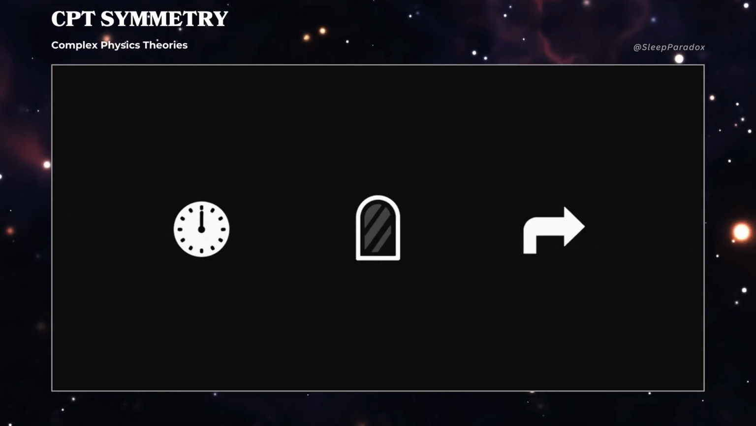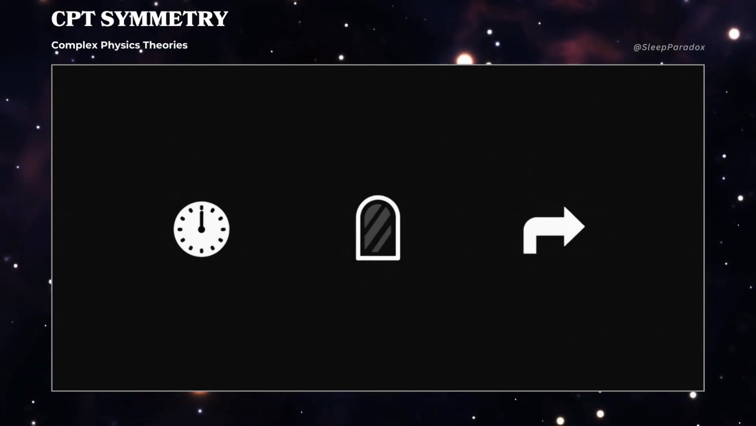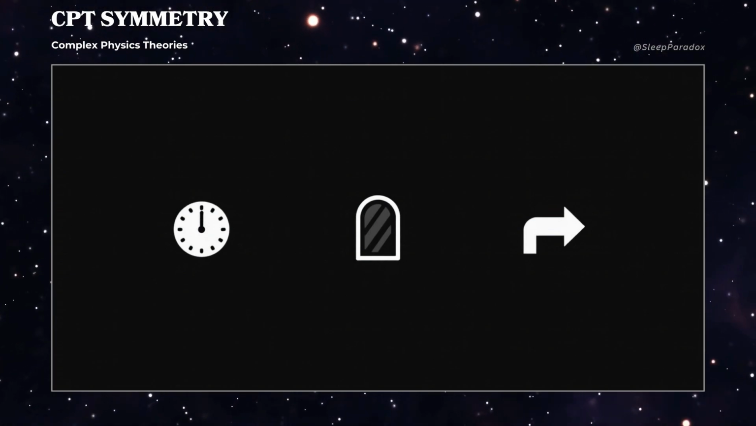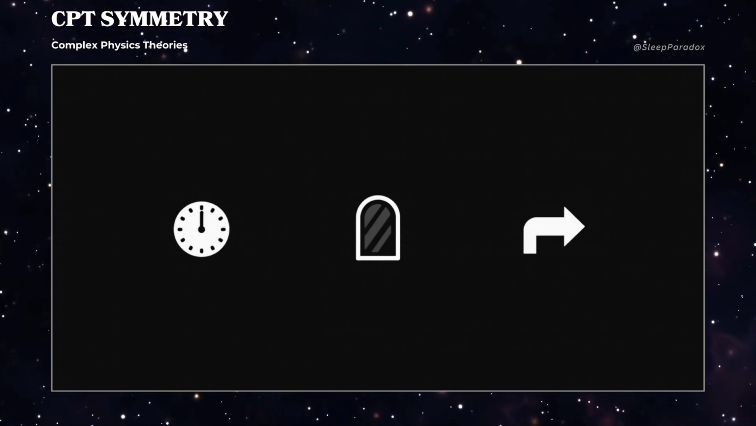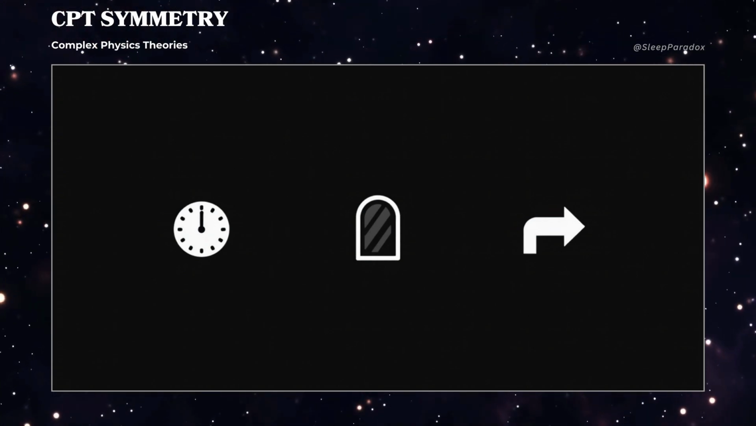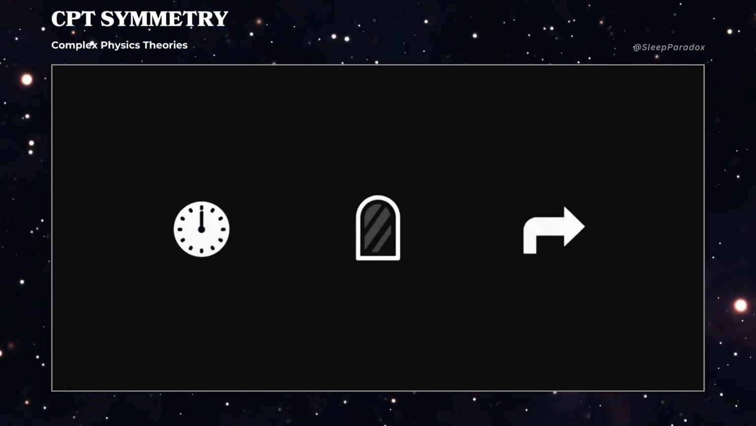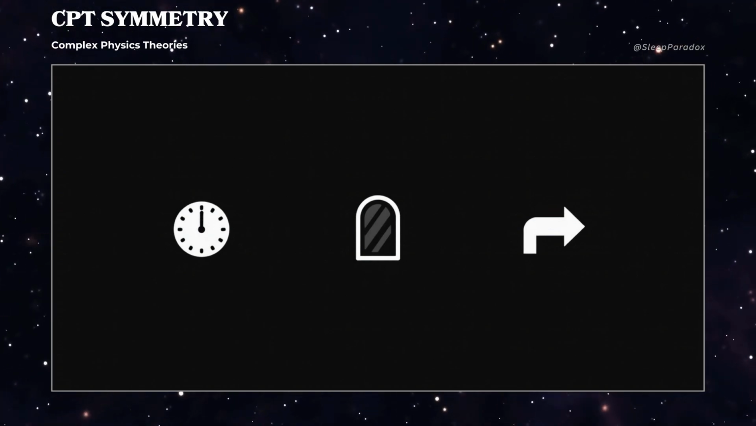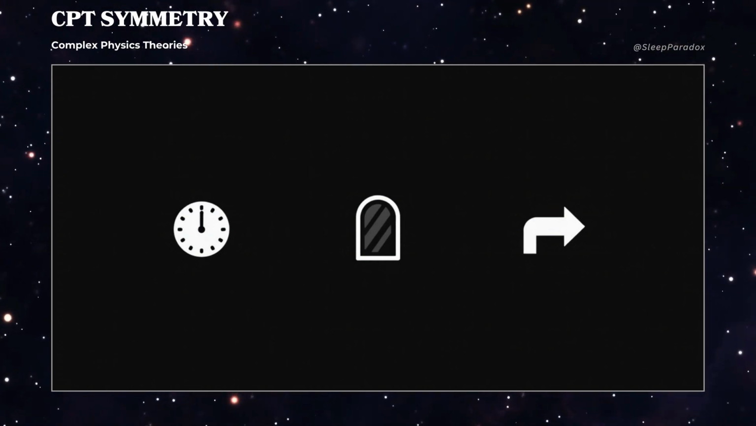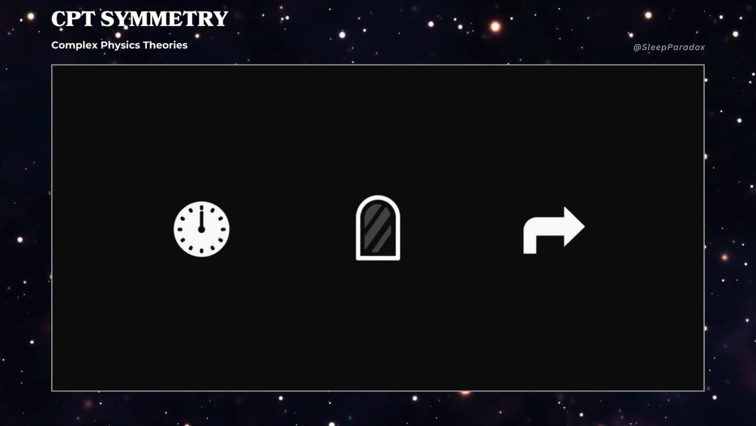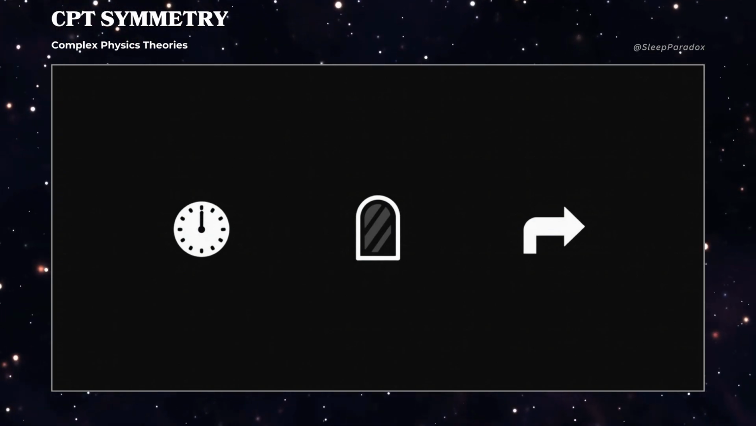CPT symmetry also plays a role in some of the biggest questions in cosmology. For example, why does the universe contain more matter than antimatter? Since CPT symmetry insists that matter and antimatter should behave symmetrically under combined transformations, the observed imbalance is still a mystery. Physicists are exploring whether tiny violations of related symmetries could explain what happened in the early universe.